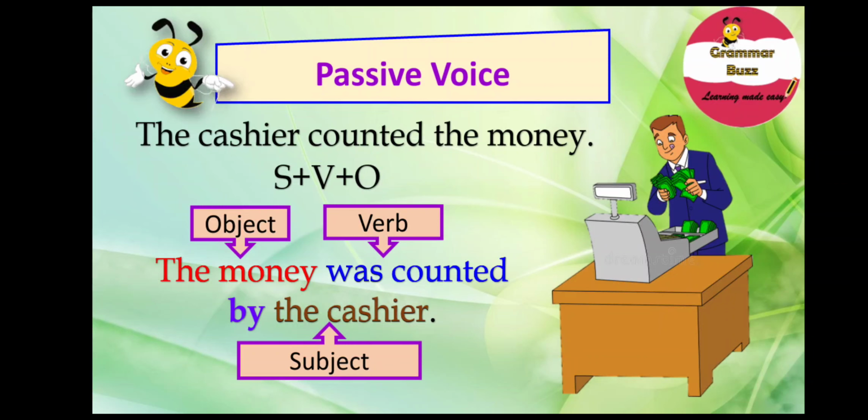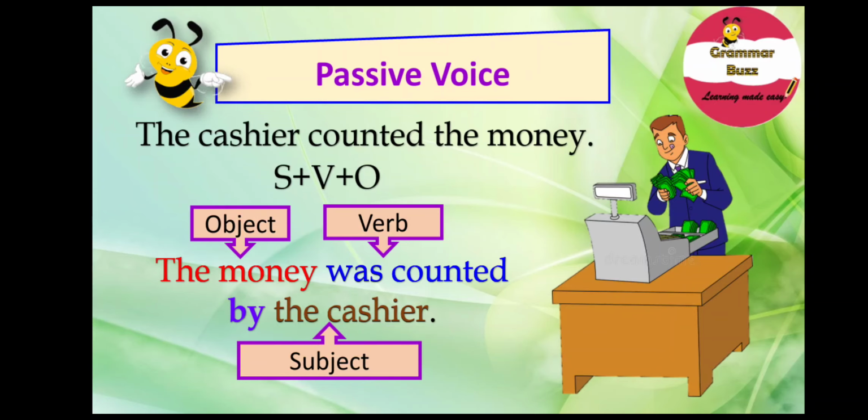So the entire sentence is like this. The object plus the verb plus by plus subject. That is, the money, which is the object, plus the verb, which is was counted, plus the preposition by, plus the subject, which in this case is the cashier. Remember, in passive voice, we use the third form of verb. Also note both the sentences, the cashier counted the money and the money was counted by the cashier, are similar in meaning.